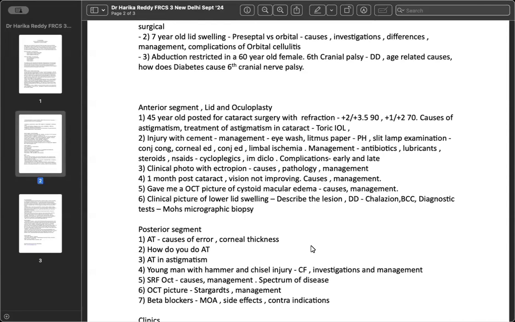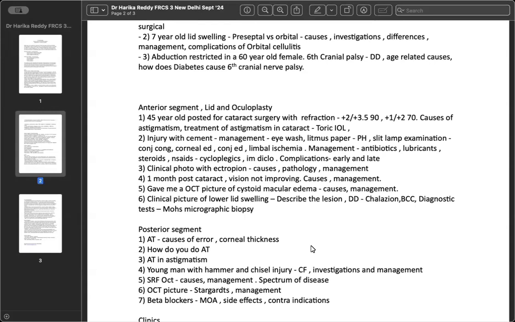So moving on to the second case, this he just asked me orally. He was like, okay, a young man comes to you. He had a fall of cement in his eye. What would you do? So the first thing you have to do is wash his eye, then check the pH after thorough wash. Then in slit lamp examination, you basically remove any debris which is present.